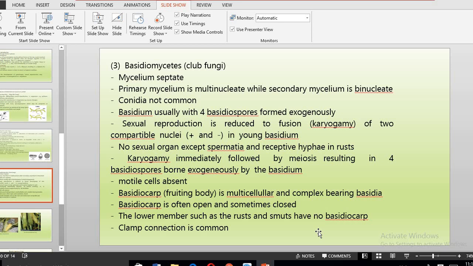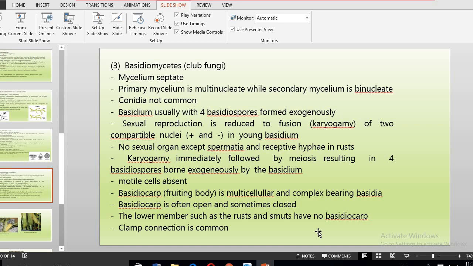Basidiomycetes. Basidiomycetes are the club fungi. When you look at the mycelium of the club fungi, it is septate, which means that's a septum. Now, the primary mycelium is multinucleate, while the secondary mycelium is binucleate. You will not find conidia easily, so conidia are not common in the Basidiomycetes. The basidium usually has 4 basidiospores, which are formed exogenously.